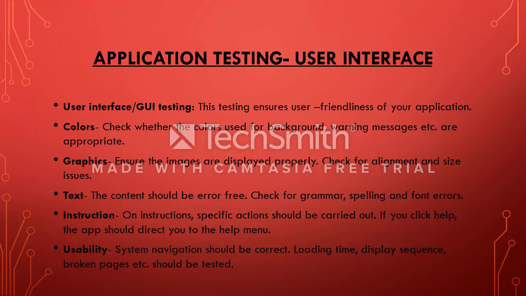Text. The content should be error-free. Check for grammar, spelling, and font errors. Instruction. On instructions, specific actions should be carried out. If you click Help, the app should direct you to the Help menu. Usability. System navigation should be correct. Loading time, display sequence, broken pages, etc. should be tested.